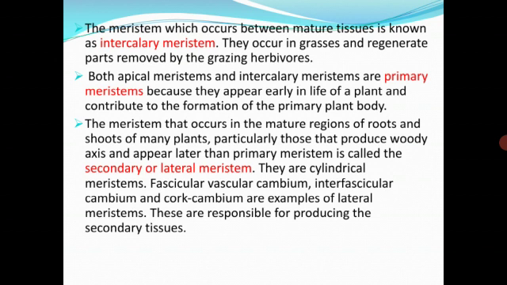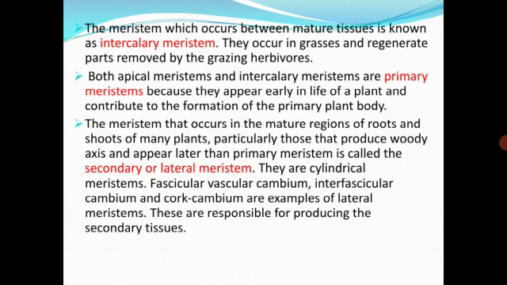Fascicular vascular cambium, interfascicular cambium and cork cambium are examples of lateral meristems. So lateral meristems are present towards the peripheral region and help in secondary growth. Lateral meristems are responsible for the increase in the girth of the organ. Here the examples quoted are the vascular cambium and the cork cambium. These are responsible for producing the secondary tissues.